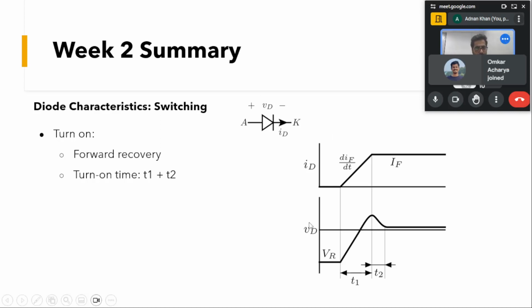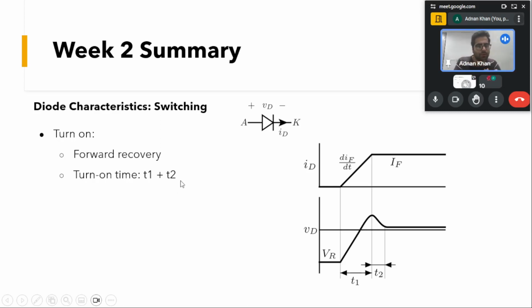Similarly, you can see our voltage VD, when it turns on, will come from this reverse voltage to 0. There is some time T1 associated when our voltage from the blocking voltage will have some oscillations associated with the parasitics or the reverse recovery, forward recovery. During turn off we say reverse recovery, and during turn on we say forward recovery. Because of that, that will be T1, and after that it settles and comes to 0. That is the time T2. The turn on time is given by these two intervals, T1 plus T2.